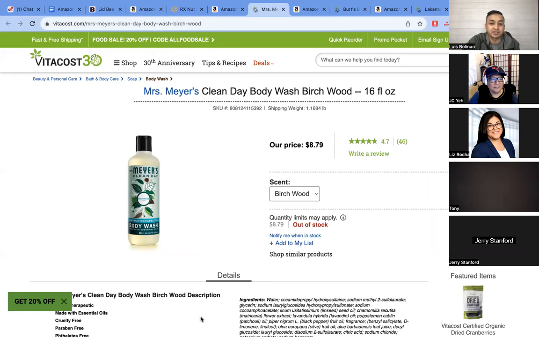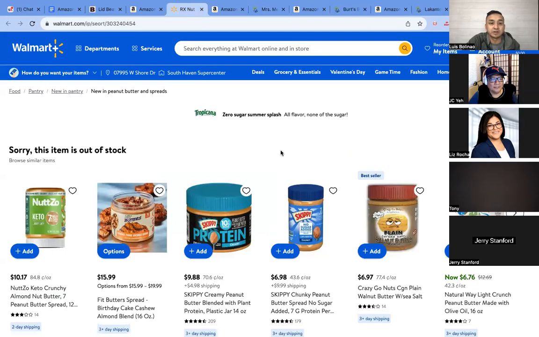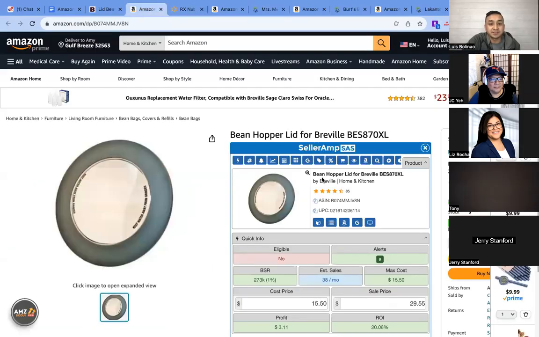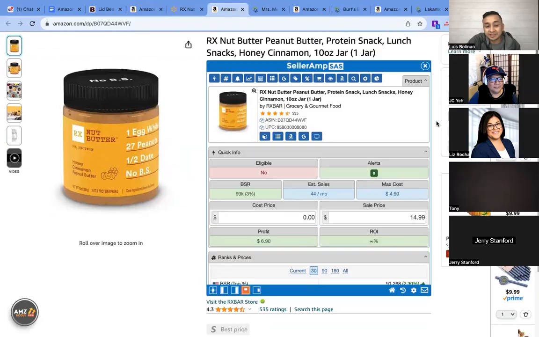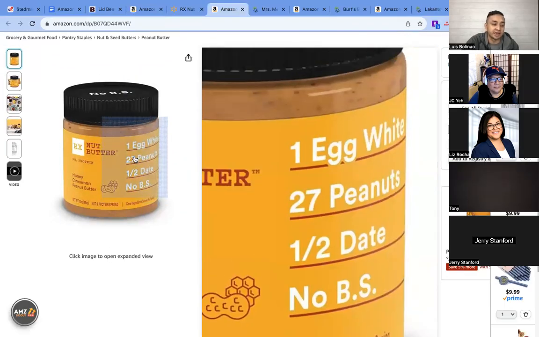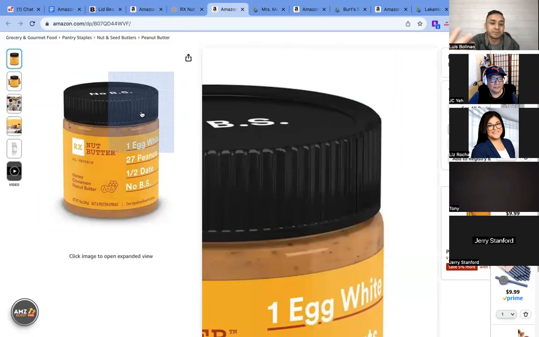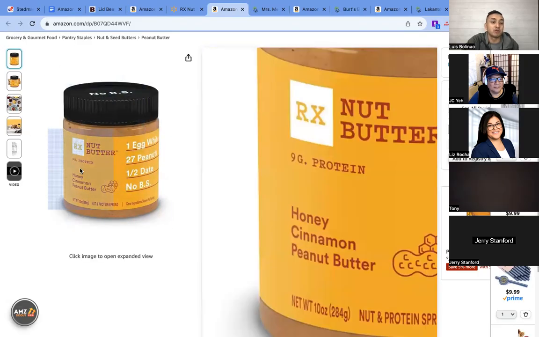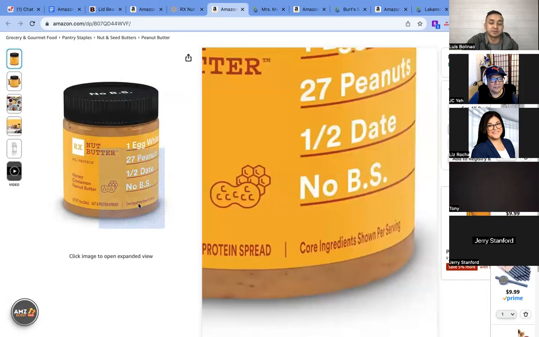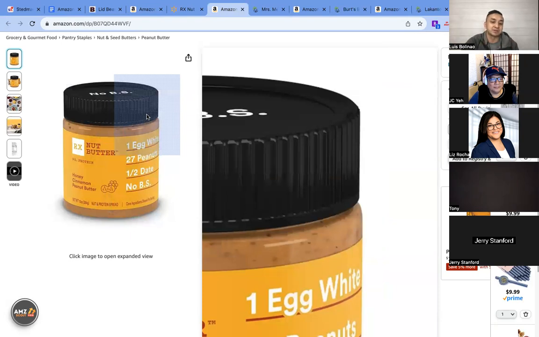Some people go to the stores too. Some people go to Walmart in person. Let's say this one, this product was sold out. But let's say this product, they go to Walmart or Target or Home Depot, they usually go in person, buy like 10 pieces of this product, pack and prep it, and ship it to Amazon.